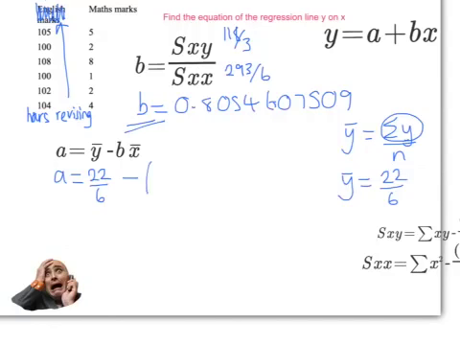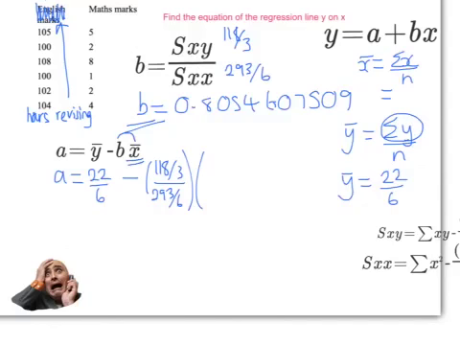I personally am going to keep it in full accuracy to calculate it. So that was my b in full accuracy, and it is times the x bar. Now, x bar is, of course, the mean of the x's, so x bar will be the sum of x over n.